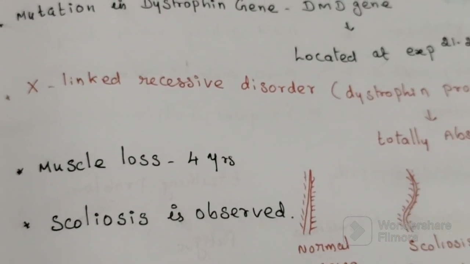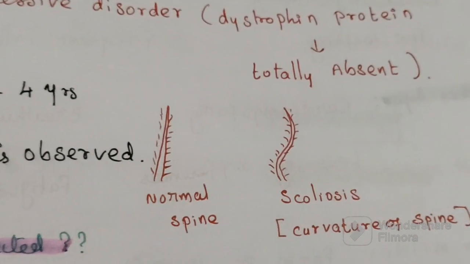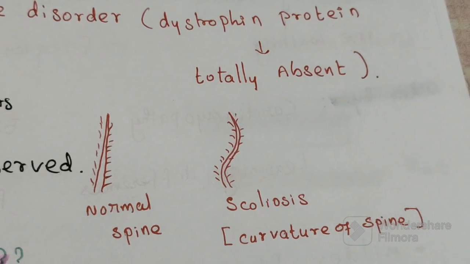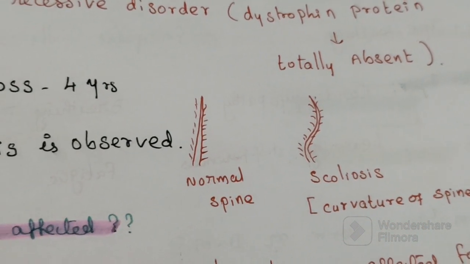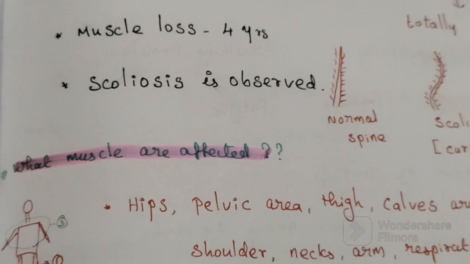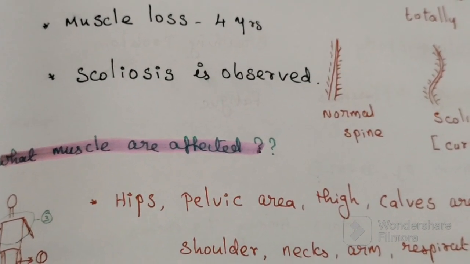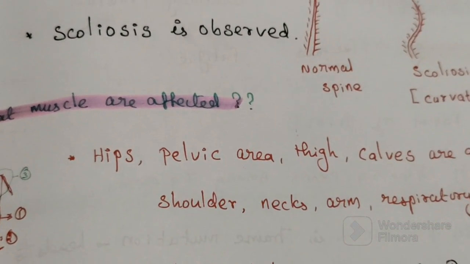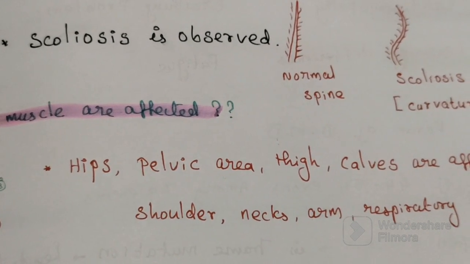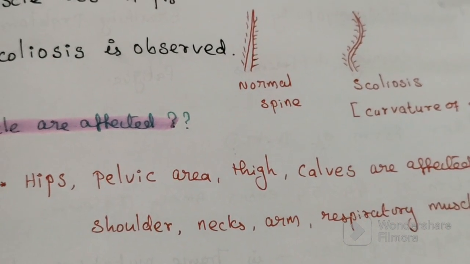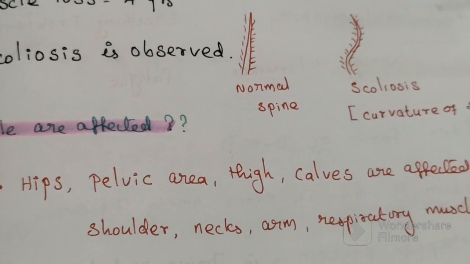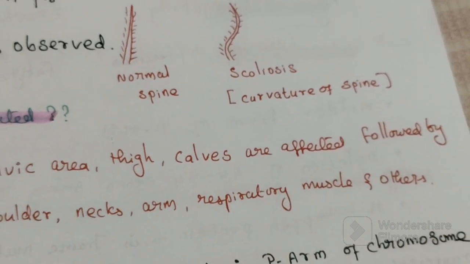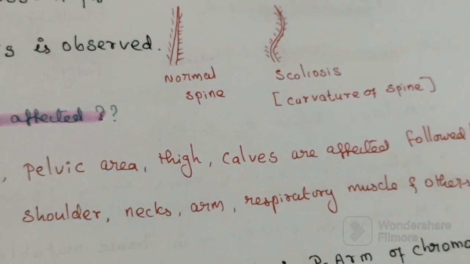This one is the normal spine. This one is scoliosis. Now we see what muscles are affected in Duchenne muscular dystrophy. The muscles of the hip, pelvic area, thigh, and calves are affected, followed by shoulder, neck, arm, respiratory muscles, and other areas.